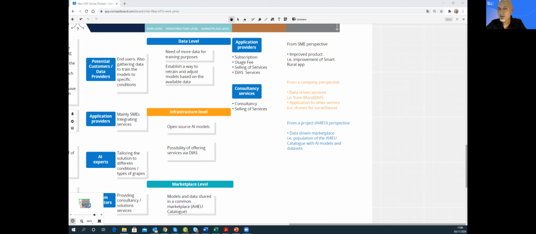So engaging the end users is crucial, I think, in all innovations, but in particular in a project where we didn't have that at the beginning, it's also very, very important.